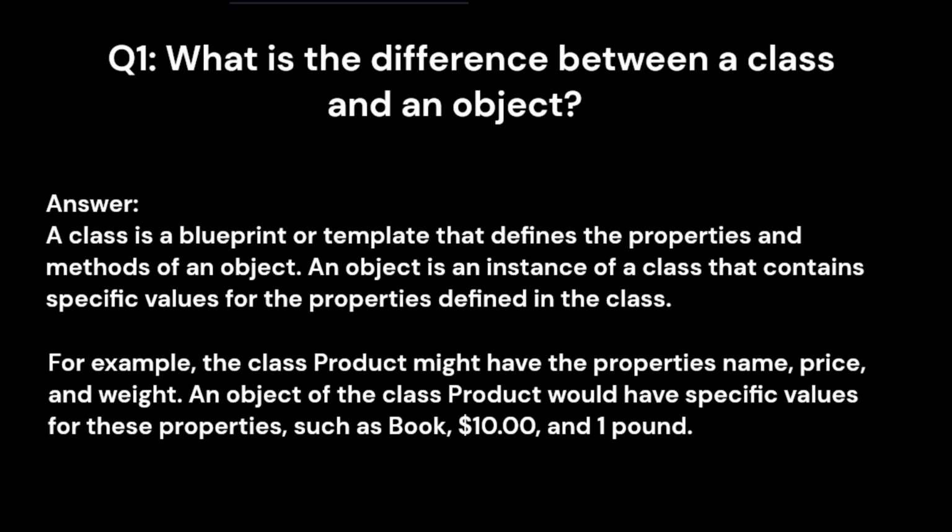Answer: A class is a blueprint or template that defines the properties and methods of an object. An object is an instance of a class that contains specific values for the properties defined in the class. For example, the class Product might have the properties name, price, and weight. An object of the class Product would have specific values for these properties, such as book, $10, and £1.